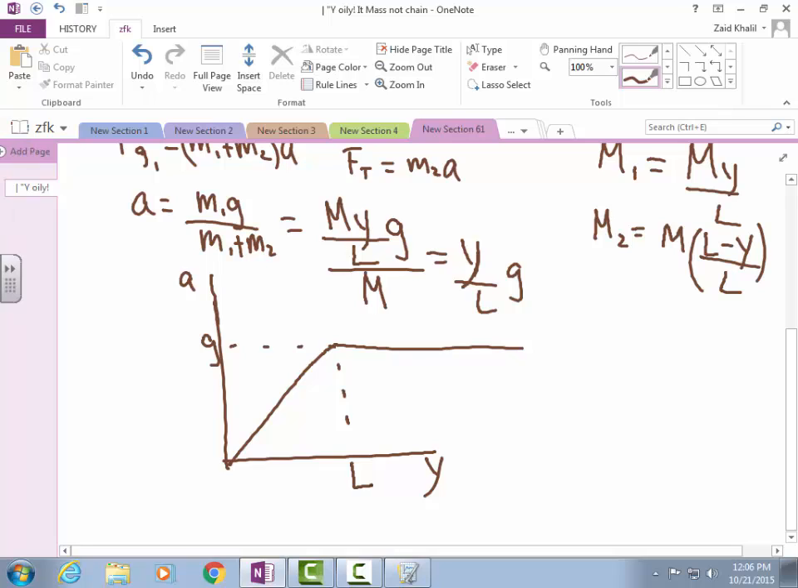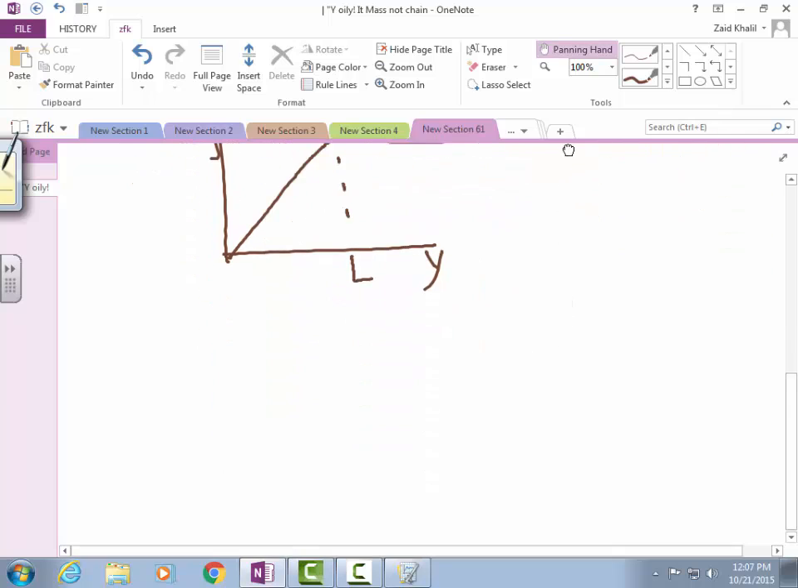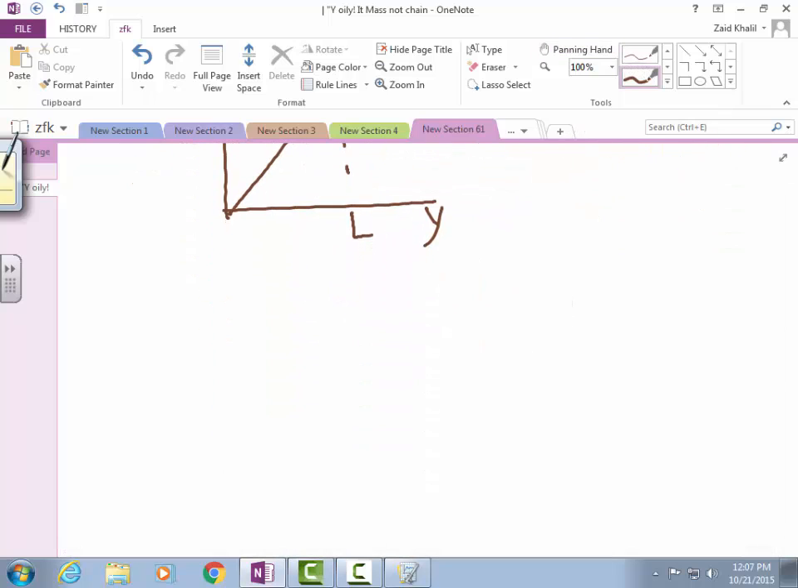But notice that's A versus Y. We haven't dealt with that graph yet, right? What do we generally deal with? A versus T and V versus T. So what do you think A versus T looks like? Well, I'm going to tell you something. You're not going to know it based on this. But one thing you might be able to figure out is what V versus T looks like. So what do you think V versus T looks like?